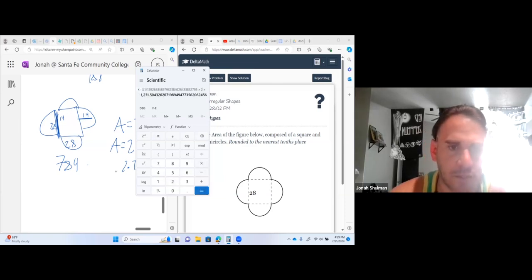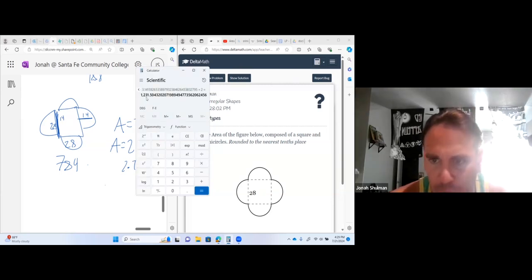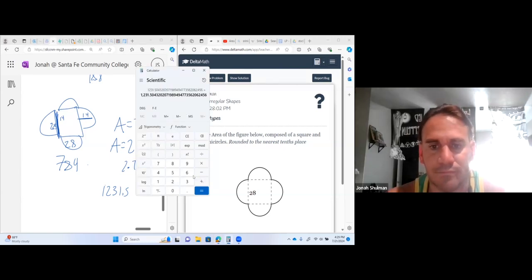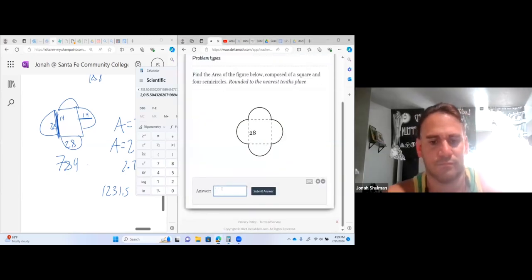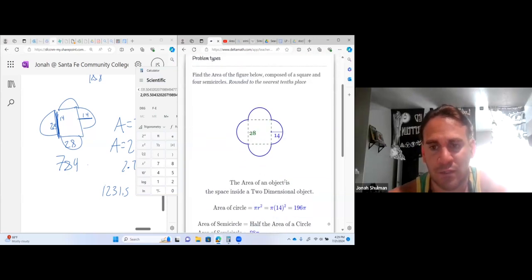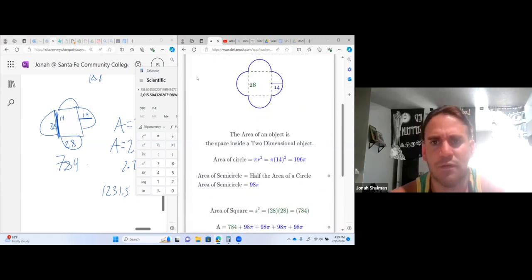All right, so without the circle, I have 1,231.50. So it's just 1,231.5 plus 784. 2015.5. Ta-da. Sorry, it took me a couple of tries to get this right. They're tough. Mine looks just like theirs. There's the area of the square. There's the other piece. We put it together. Oh, let's do one more.